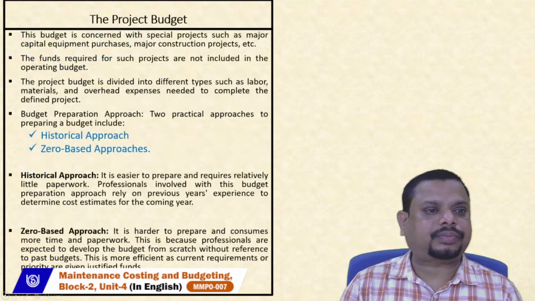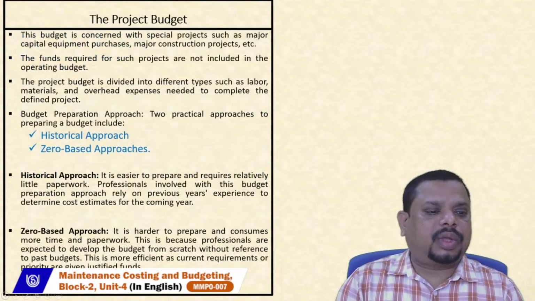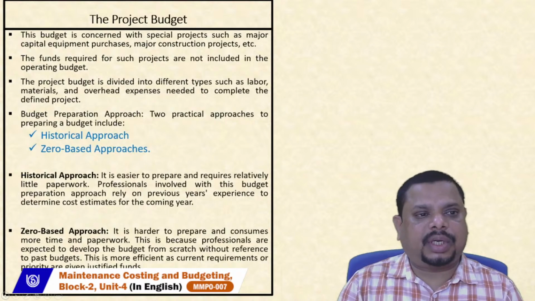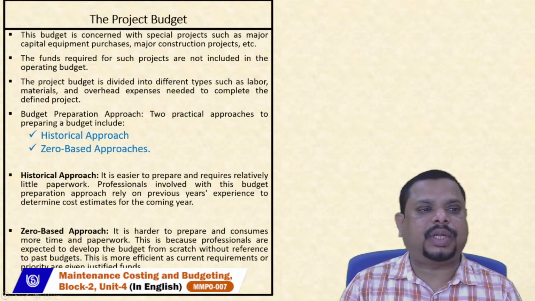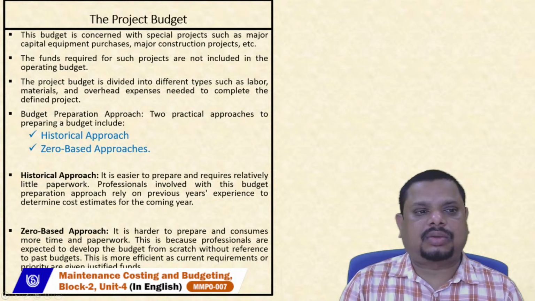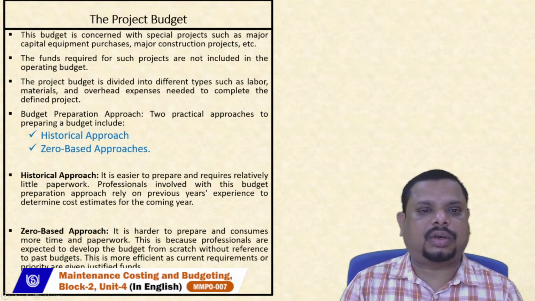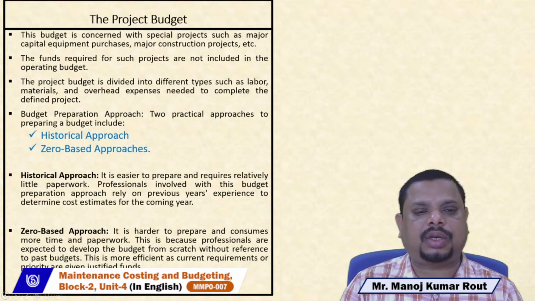Moving to the next one, we have the project budgets. Project budget is concerned especially with projects such as major capital equipment purchase and major construction projects. The funds required for such projects are not included in the operating budget. They are divided into different categories. The first one is labor, the second one is material, and the third one is overhead expenses. You need to define the project.